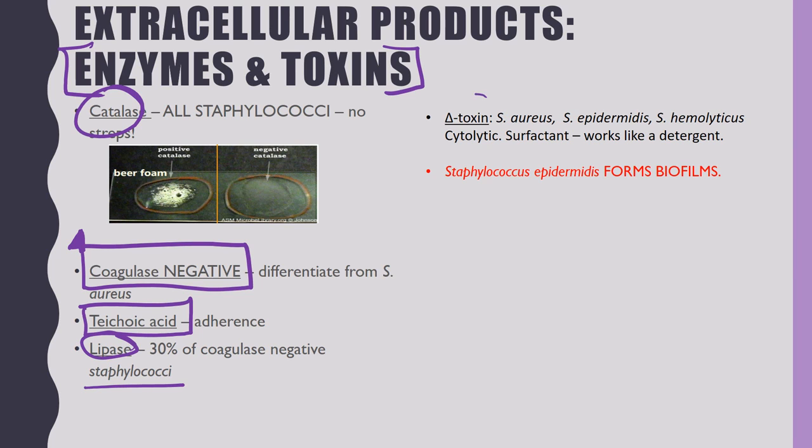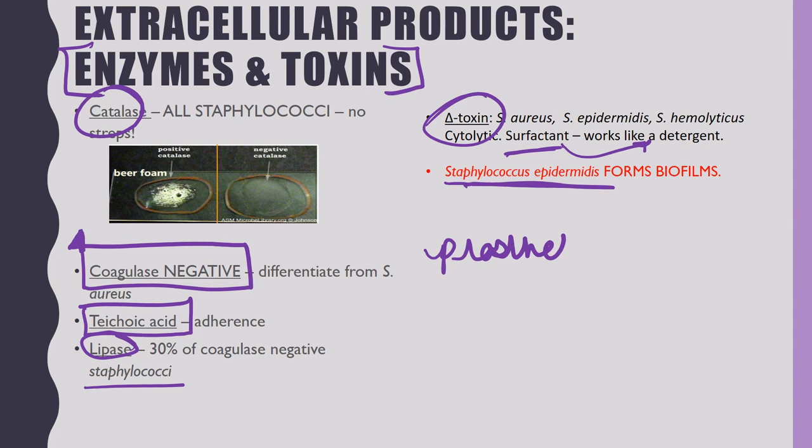As far as toxins go, it produces a delta toxin. Staph aureus, Staph epidermidis, and Staph hemolyticus produce this delta toxin. The delta toxin is cytolytic. It acts as a surfactant. Basically, it works like a detergent, lysing the cells. So as far as how it actually works to cause disease, well, Staph epidermidis forms biofilms. This makes it kind of the enemy or the antagonist to orthopedic surgeons because it often infects prosthetic joints.